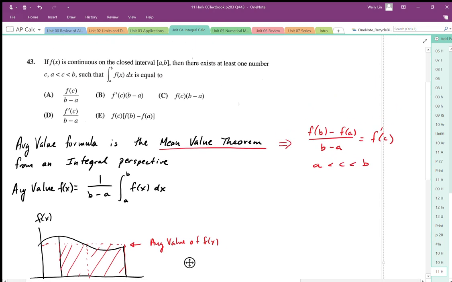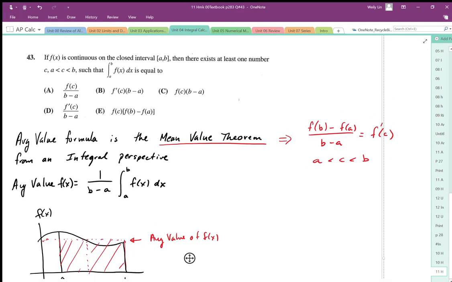43 on page 283, I think it is. And this is f of x is continuous on the closed interval [a, b], and there exists at least one number c, which is between a and b, such that the integral from a to b of f of x is equal to one of these expressions.